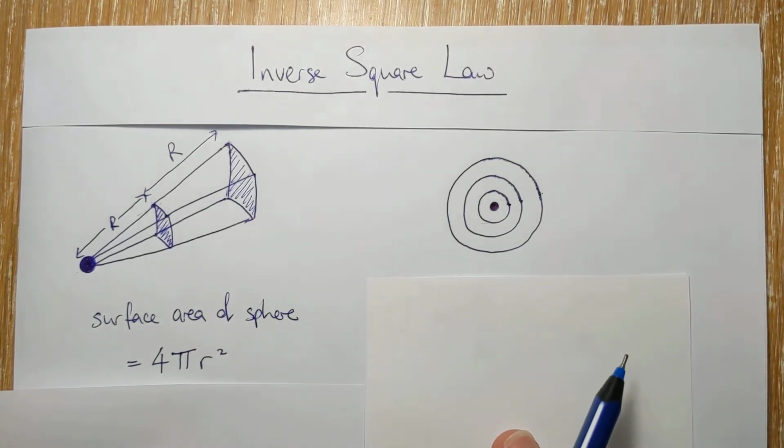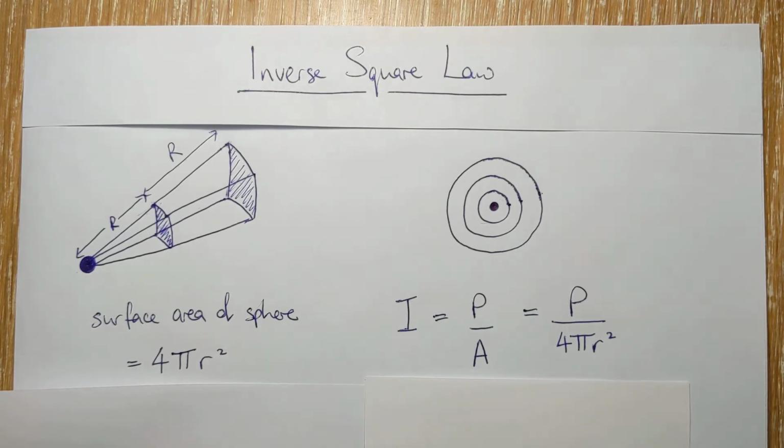Okay, now if we think about intensity, we know that intensity is the power per unit area. And so if we put the formula for the surface area of the sphere in here, we can see that if we double the distance away we go, the surface area we're spreading the energy and the power out over is going to be 4 times, and that means the intensity is going to be 1/4 as big as it was before.